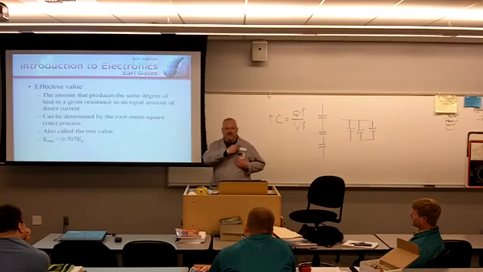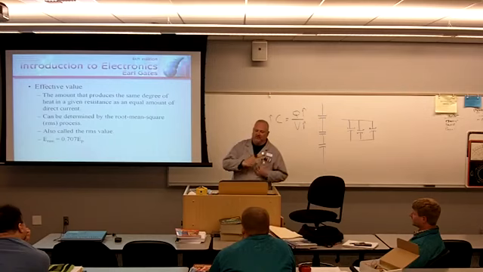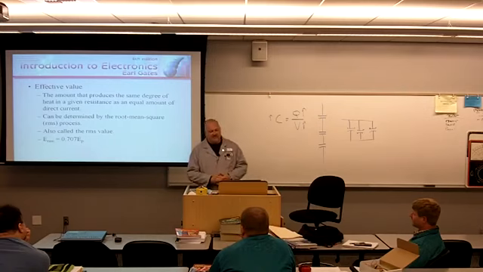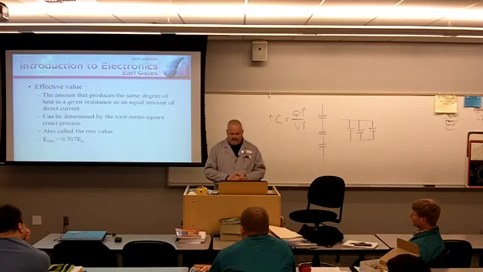Now, one of the big things here, effective value. This is the amount that produces the same degree of heat in a given resistance as an equal amount of direct current. It can be determined by the root mean square, RMS process, also called the RMS value.